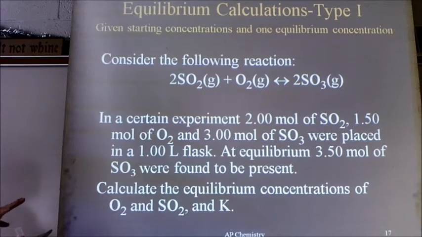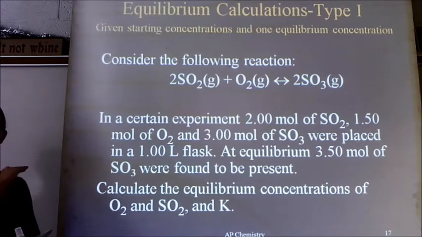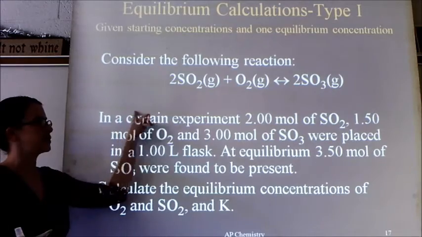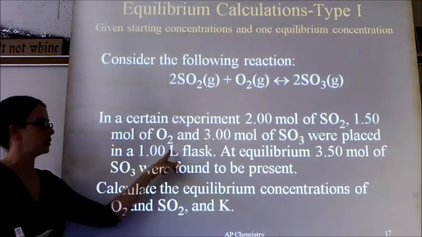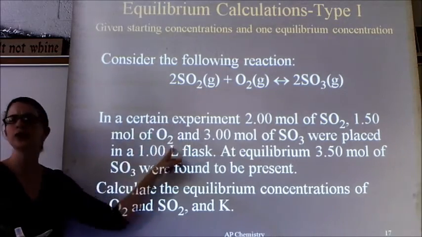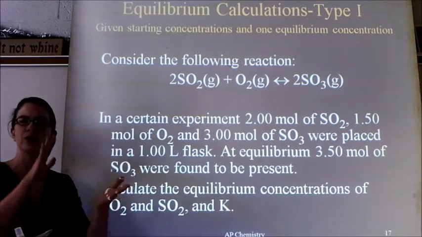We've got a balanced equation, and then it says, in a certain experiment, 2 moles of sulfur dioxide, 1.5 moles of oxygen, 3 moles of sulfur trioxide are placed in a 1-liter flask. Stop there for a second. Everything given in this first sentence, what are these conditions? Are these conditions already at equilibrium? What do you think? These are initial conditions. These are the conditions of what has been mixed together right at the beginning.